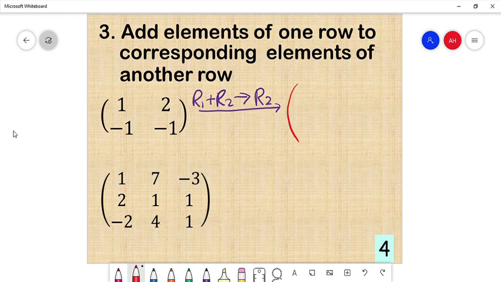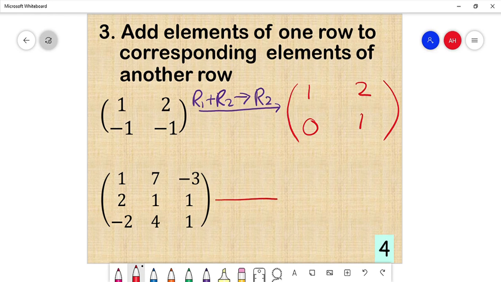Now row number 2 will change, but row number 1 is still the same. So we write down row number 1: 1 and 2. For row number 2, the new row will be just the sum of row 1 and row 2. So 1 plus negative 1 is 0. 2 plus negative 1 is 2 minus 1, which is 1. That will be the new matrix after we add row number 1 and row number 2 together. So we have 1 2 and 0 1.